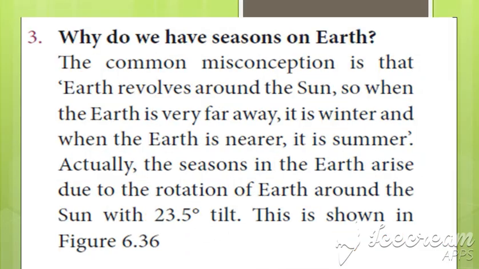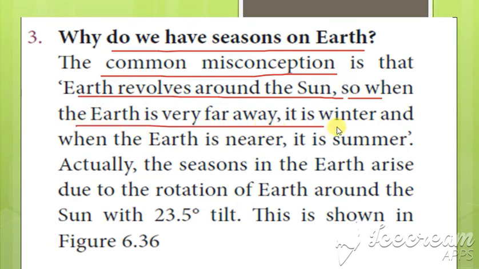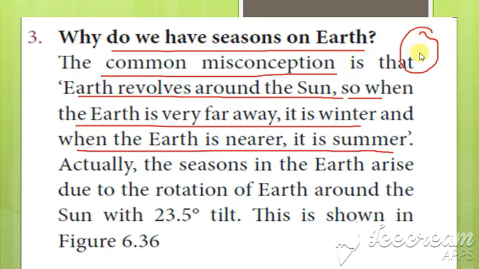Clear? Okay, next we are going to see why we have seasons on the earth. We have 4 seasons. The common misconception is that the earth revolves around the sun, so when the earth is very far away it is winter, and when it is nearer it is summer. Because the earth goes around the sun, when it comes nearer it is summer, and when it goes far away it is winter, we say.